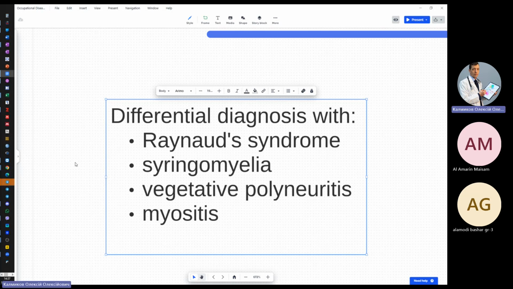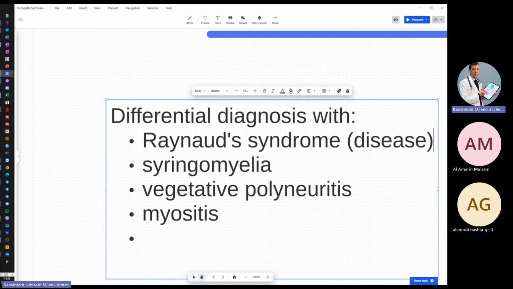This condition, any kind of vibration disease, caused by either local or general vibration, should be differentiated from at least what is stated here on the slides, but maybe I will add some. Raynaud syndrome or disease. We distinguish Raynaud syndrome and Raynaud disease. Disease is constitutional, right? And syndrome might be constitutional or might be acquired.